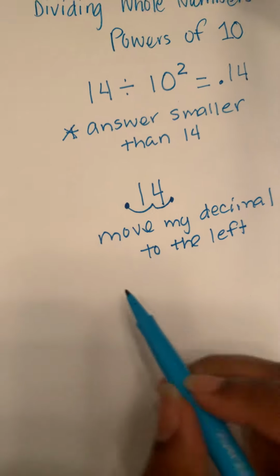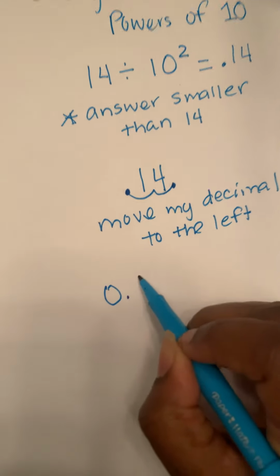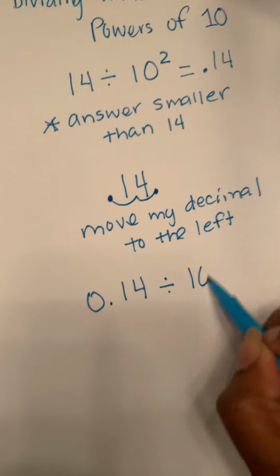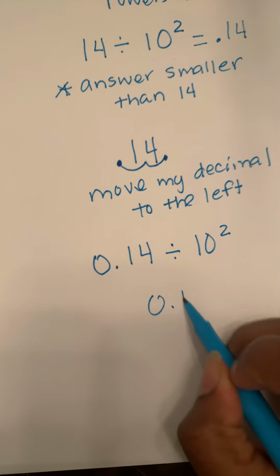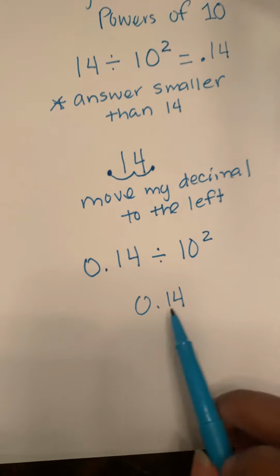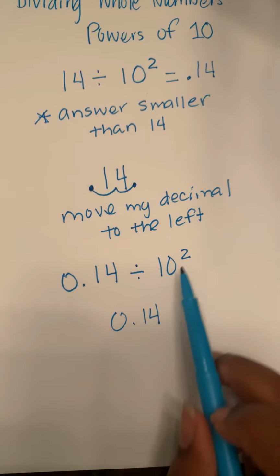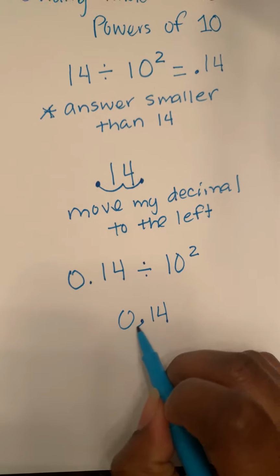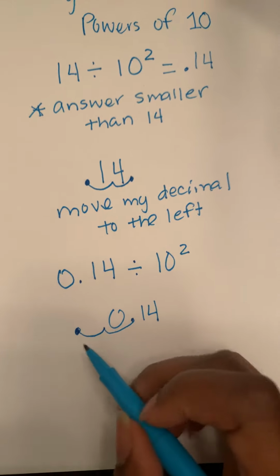It's the same thing if I have a number like 0.14 divided by 10 to the second power. I'm going to write 0.14. Notice here I have a decimal. I'm going to still move my decimal 2 times to the left. So I'm going to jump 1, 2. Now my decimal is here.